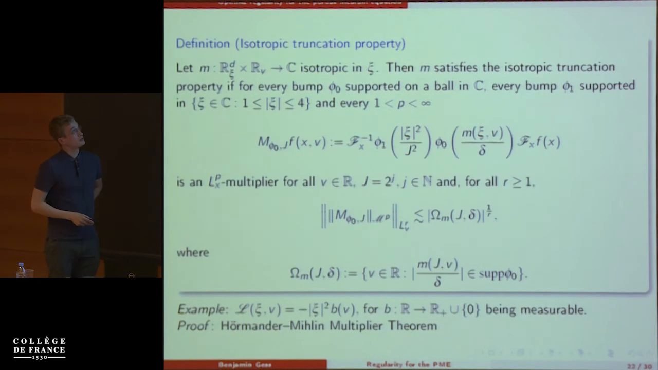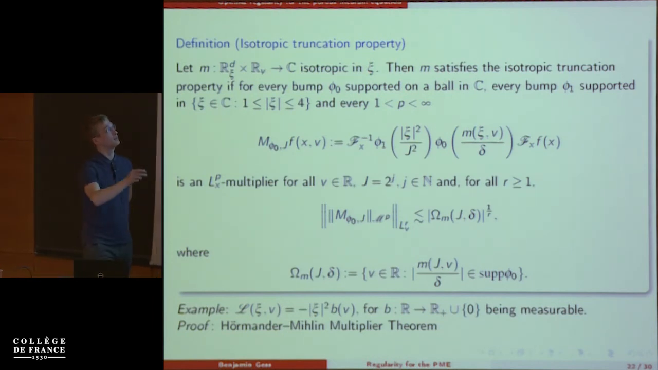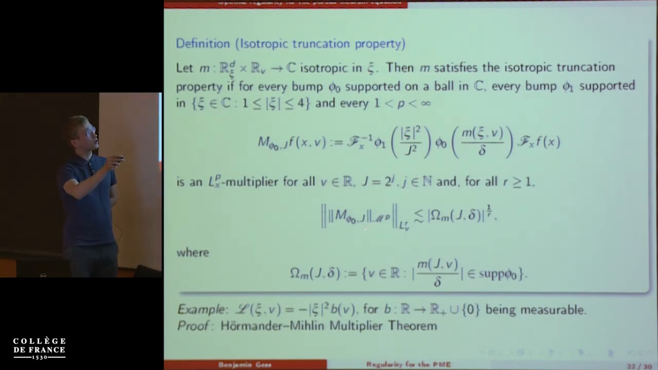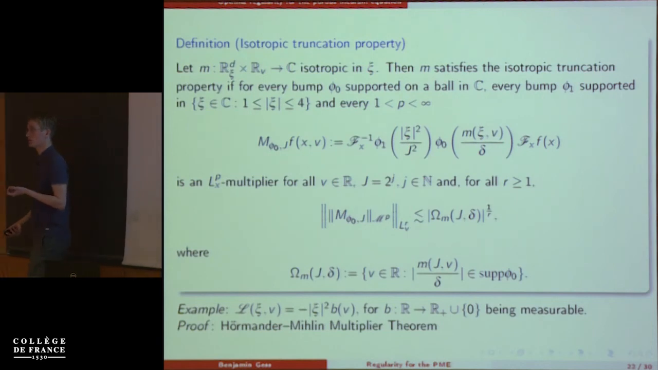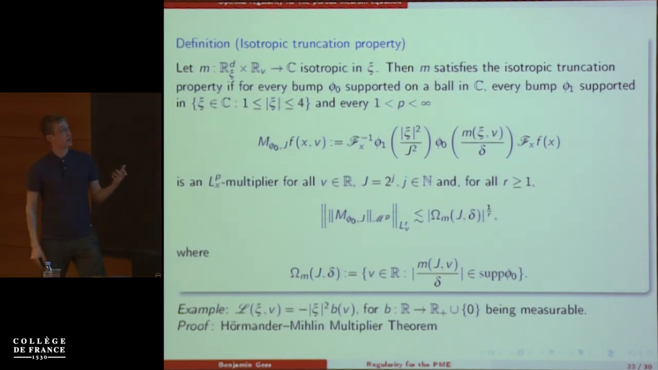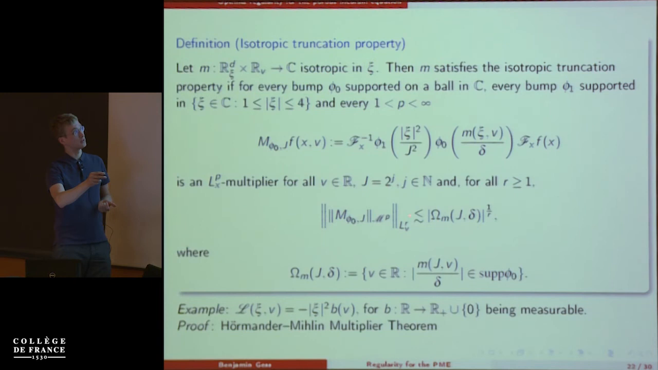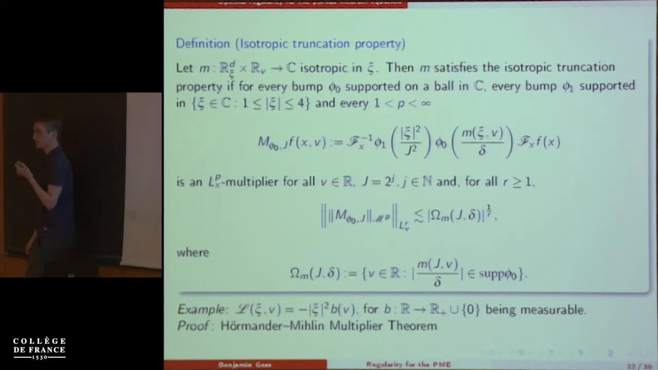Then we assume that, taking the LP multiplier norm of this Fourier multiplier, we can control how it behaves in the velocity component, in the sense that the LP multiplier norm is still integrable in the velocity component and is bounded by the set of degenerate velocities. Again, this is reminiscent of what you would see in conservation laws. You always see these sets of velocities where your operator does not behave nicely.